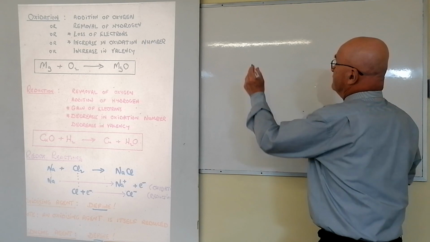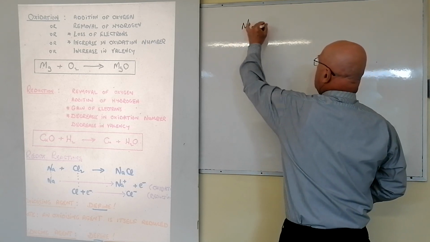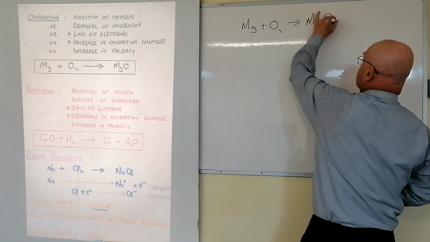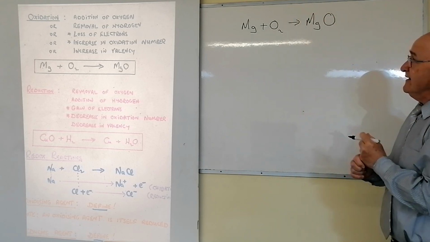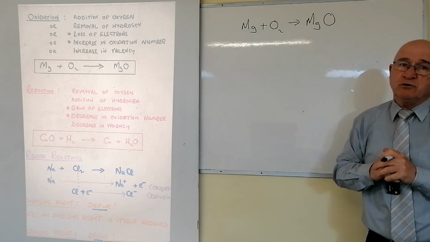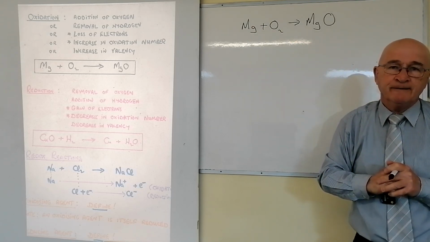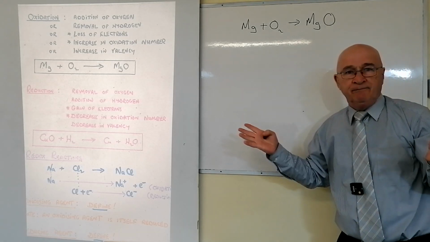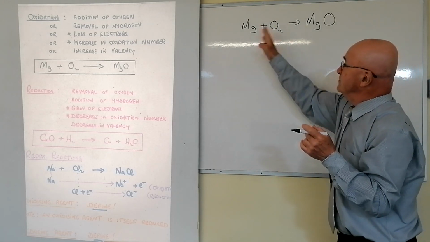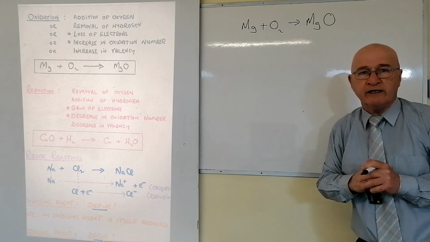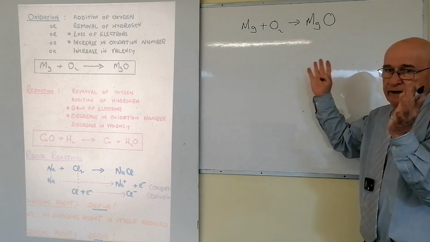Now, I have an example there. I'm going to write it here again for you now. Magnesium plus oxygen goes to magnesium oxide. And basically, what I'm suggesting to you about that is the magnesium has been oxidized. And you're going to say to me, big deal. You know that anyway. You're adding oxygen to it. So the magnesium has been oxidized. But that's very important that you recognize that. Okay? But wait a moment.